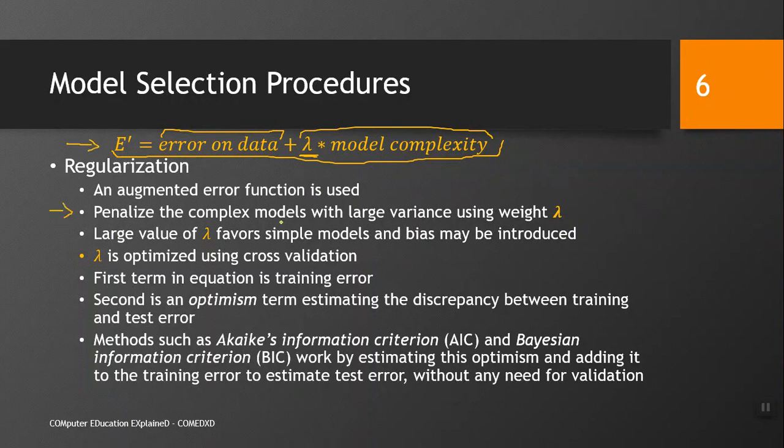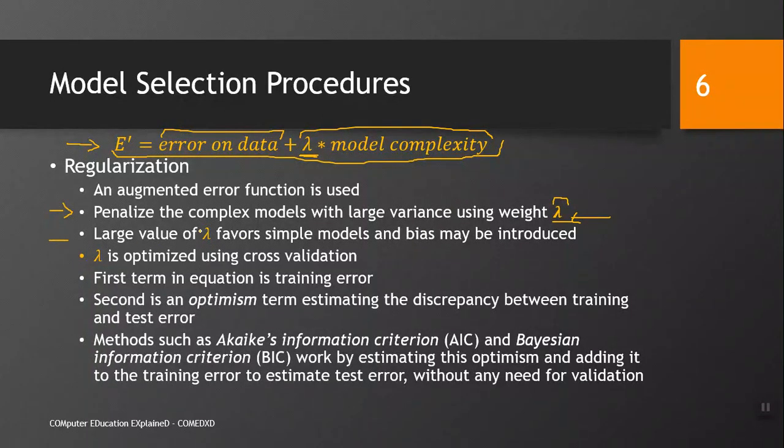We penalize the complex models with large variance using this lambda. Now keep this point in mind. The models which have large variance, meaning the models which are more complex, we penalize their outputs with this factor.